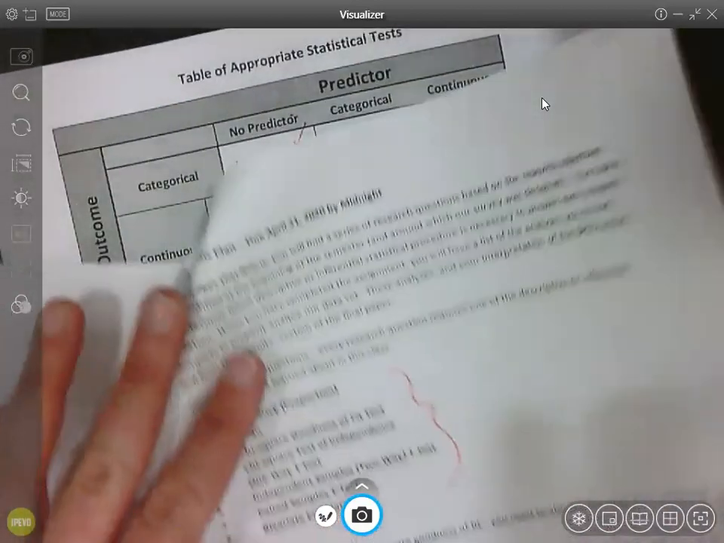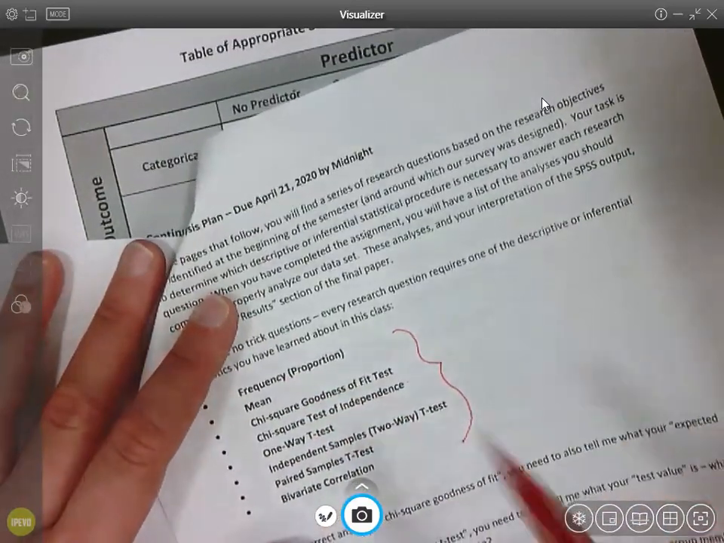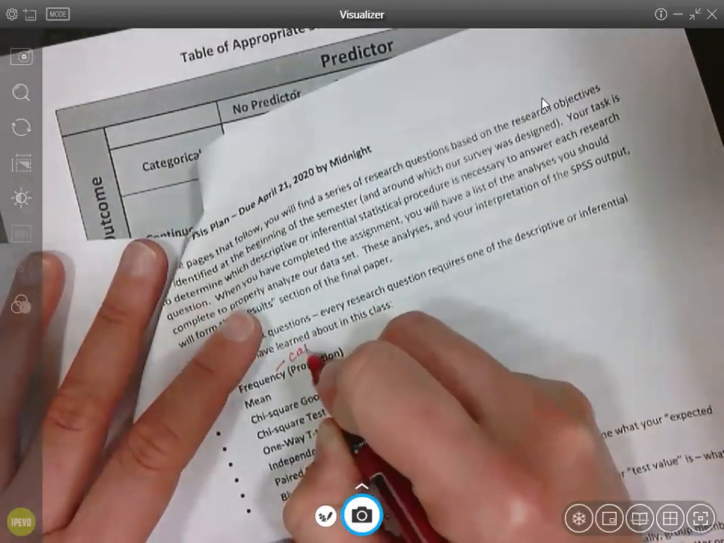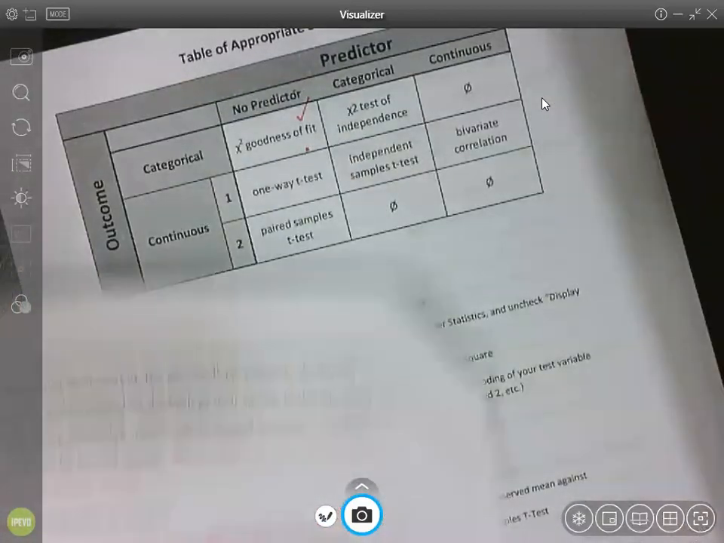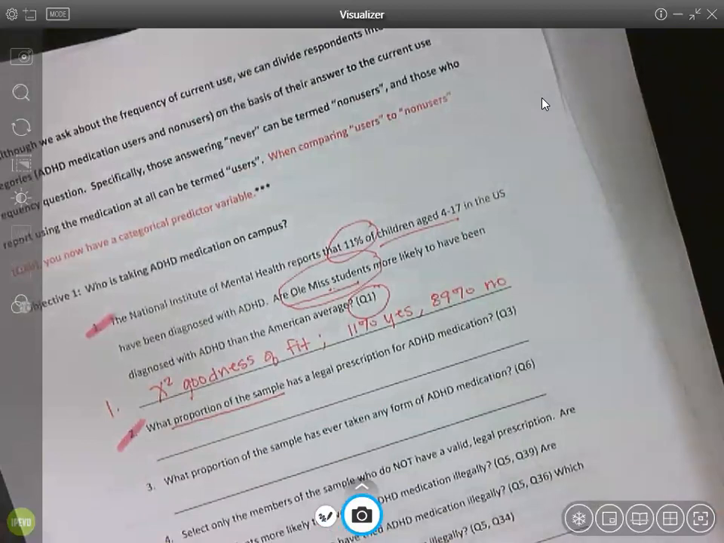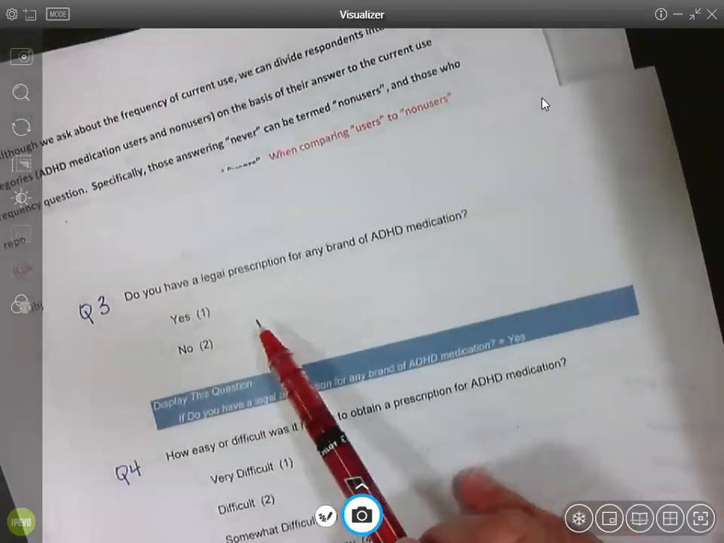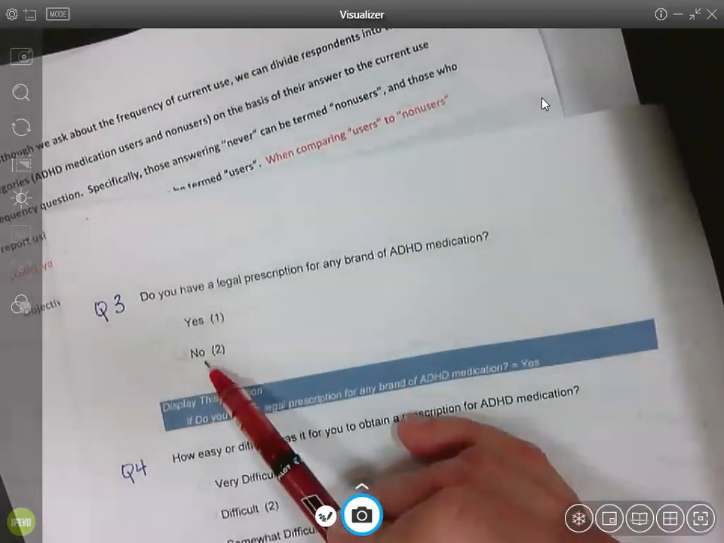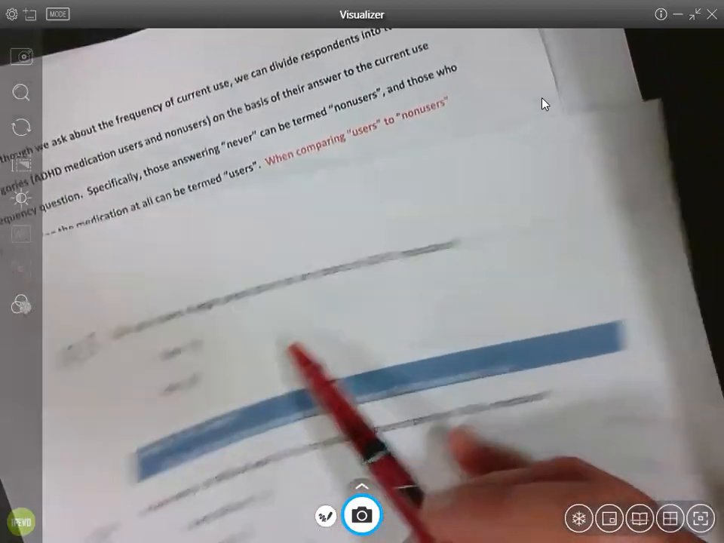The two descriptive statistics that we have as options are frequency or mean. We're going to do frequencies when we have categorical data and means when we have continuous data. So we have to figure out, is Q3 categorical or continuous? We turn to the survey. Here is Q3: do you have a legal prescription for any brand of ADHD medication? Yes or no? This is a nominal response scale, which produces categorical data.